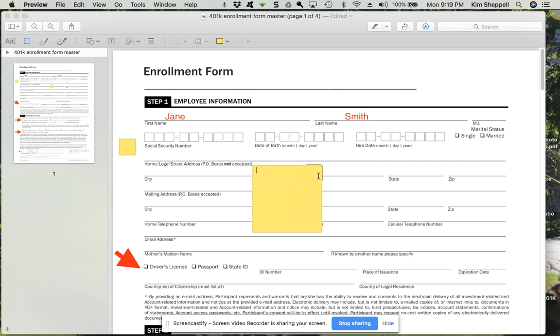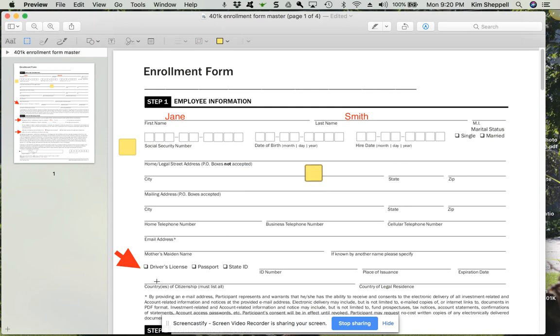In this section is what you would typically remember seeing in any legal form. It's your home address, your city, state, zip code, telephone number, cell phone number, work number, email address, and mother's maiden name. Okay, so you'll fill that out.